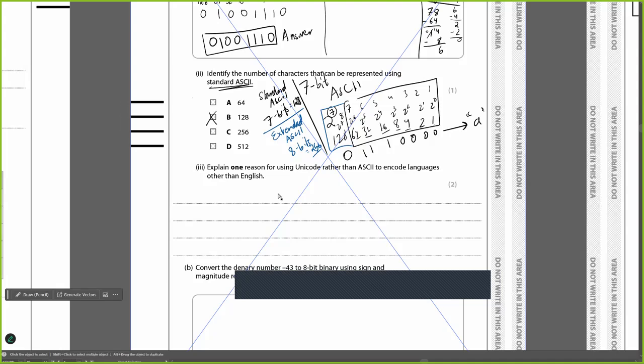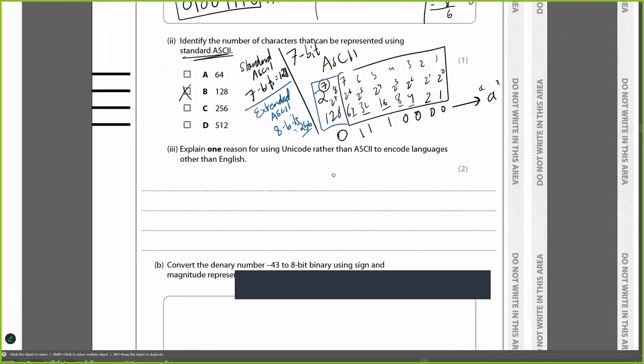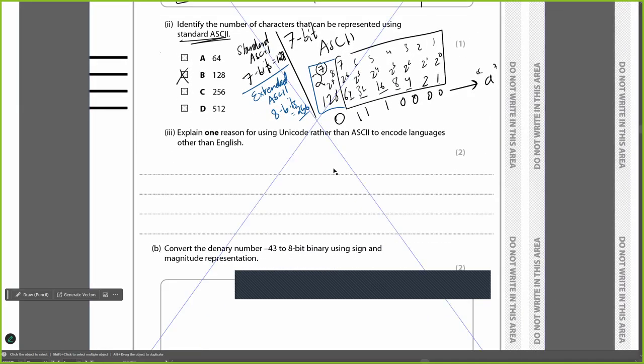Our next question is, explain one reason for using Unicode rather than ASCII to encode languages other than English. As always, pause the video and come back for the answer. So you can simply answer this saying, let me write the answer here. Why do we use Unicode other than ASCII for encoding languages?